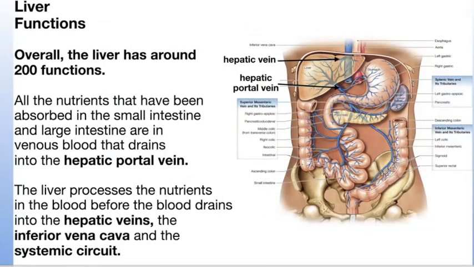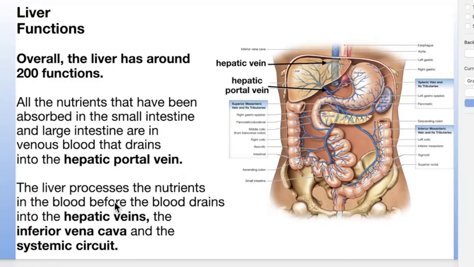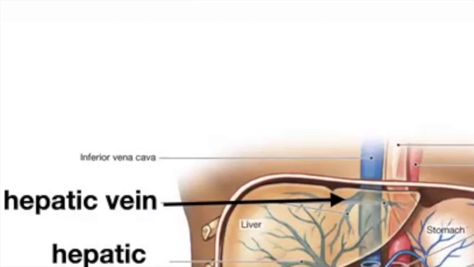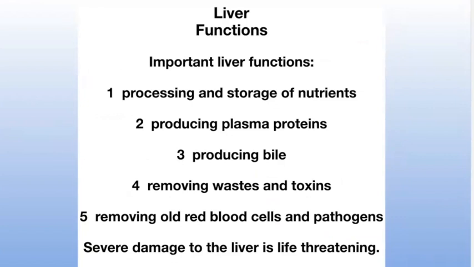So moving on to liver functions. Overall, the liver has around 200 functions. All of the nutrients that have been absorbed in the small intestine and large intestine are in the venous blood that drains into the hepatic portal vein. The liver processes the nutrients in the blood before the blood drains into the hepatic veins, the inferior vena cava, and the systemic circuit. So here's a list of important liver functions.